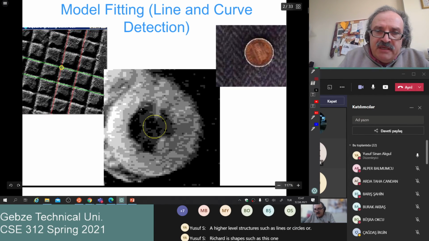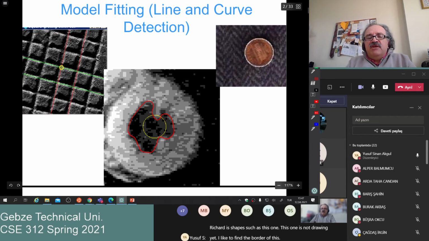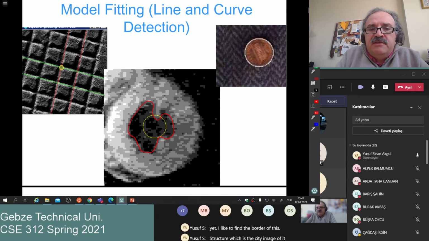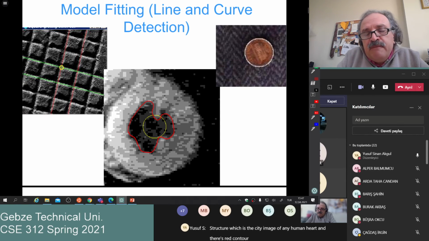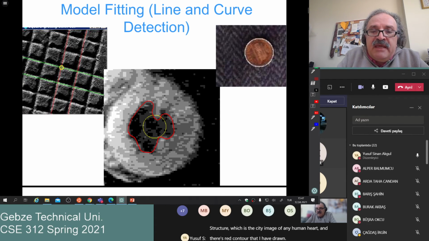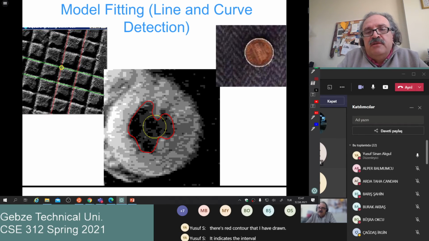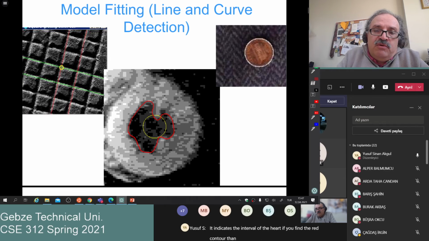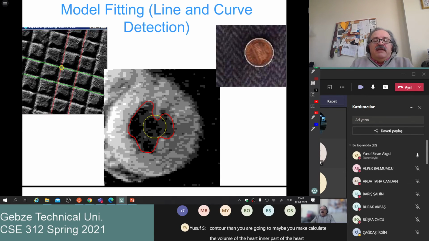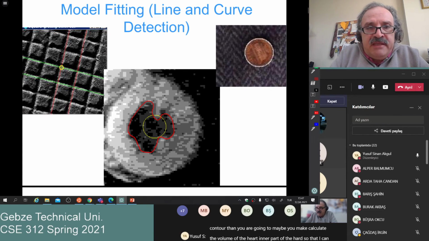This one is not drawn yet. I'd like to find the border of this structure, which is the CT image of a human heart, and this red contour that I have drawn indicates the inner wall of the heart. If you find the red contour, then maybe you may calculate the volume of the inner part of the heart, so that I can find the amount of blood that is being pumped.